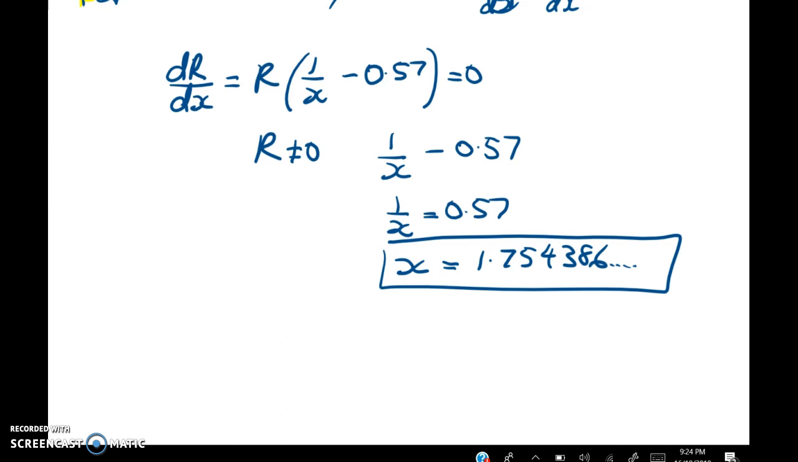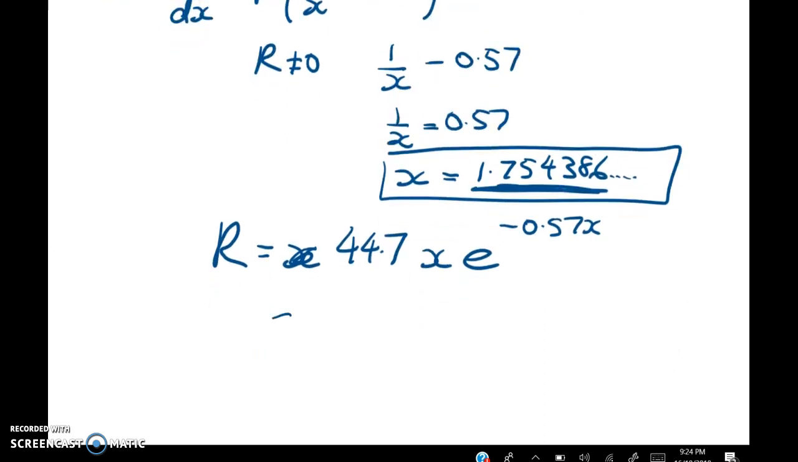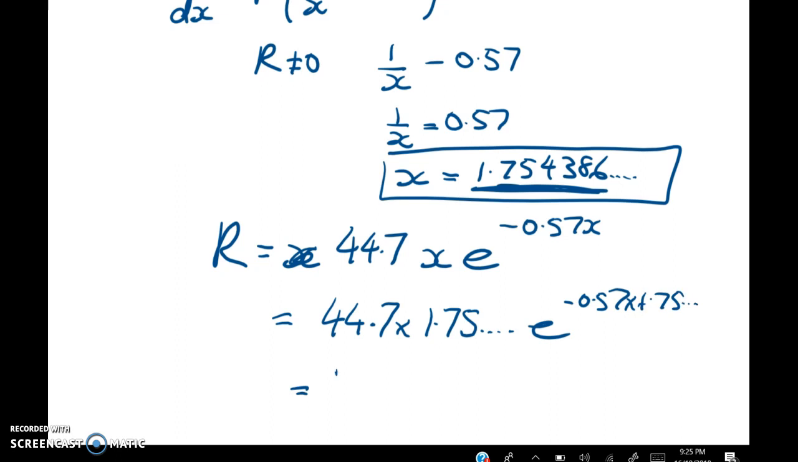So I want to take that X and now substitute it into my expression for R. So R was equal to 44.7 X e to the negative 0.57x. So I take this and I substitute it in. And once I've chucked that into my calculator, I'll write it out here. We end up with 28.8, and I think that was millions of dollars. But I'll have to go back and check.